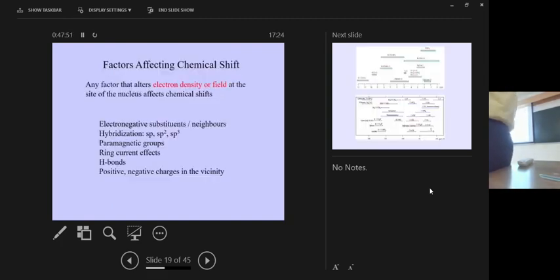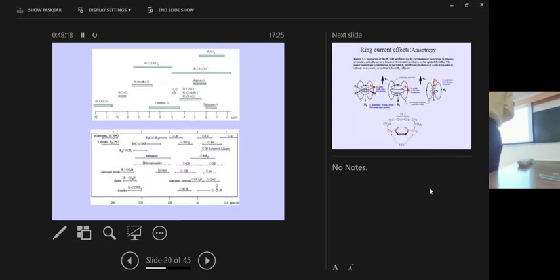Okay. Now, there are various factors which affect these electron densities, and that is the electronegative substituent, which I already indicated to you. Then we also have so-called hybridization, paramagnetic groups, ring current effects, hydrogen bonds. We will not go into the details of all of those things, but I'm just listing them here because there are many parameters which affect the electron density at the site of your nucleus. Anything that affects the electron density or creates an additional field will affect your chemical shift. I'll show you one of those.